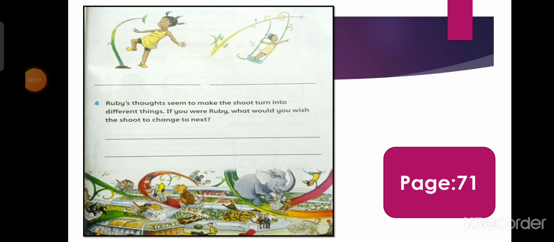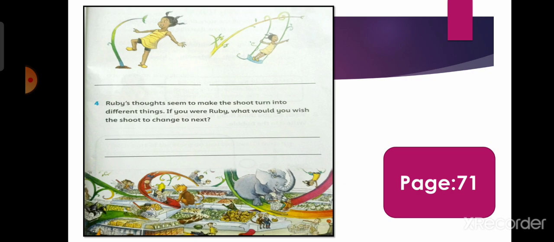The next question is, Ruby's thoughts seem to make the shoe turn into different things. If you were Ruby, what would you wish the shoe to change to next? Here are two lines to write the answer. Here you have to write your own opinion that if you were Ruby, then what would you wish the shoe to change to next?